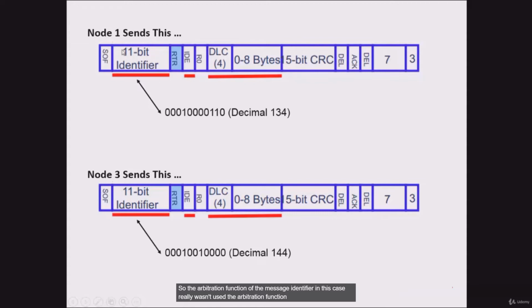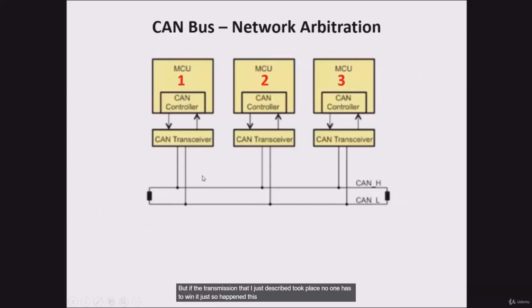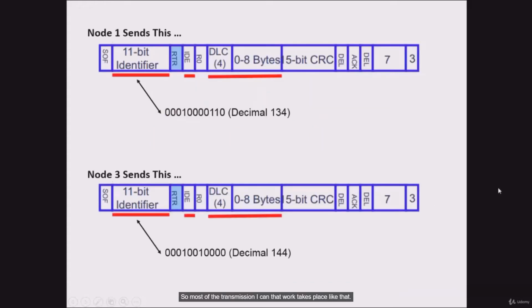The arbitration function of the message identifier itself comes into play when there are collisions, when one has to win the bus over the other. But if the transmission that I just described took place, no one has to win. It just so happened this guy transmitted when it was idle, it became idle again, and this guy transmitted and everybody was happy. So most of the transmission on a CAN bus network takes place like that.